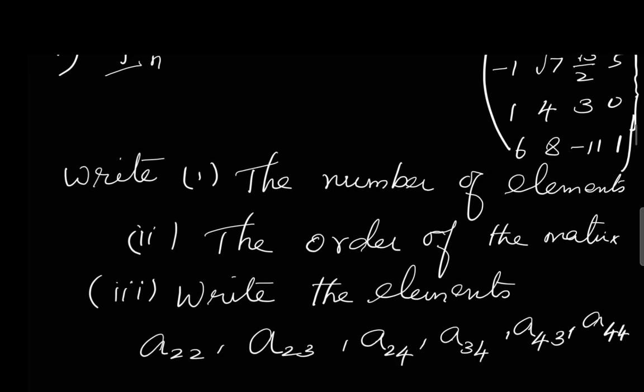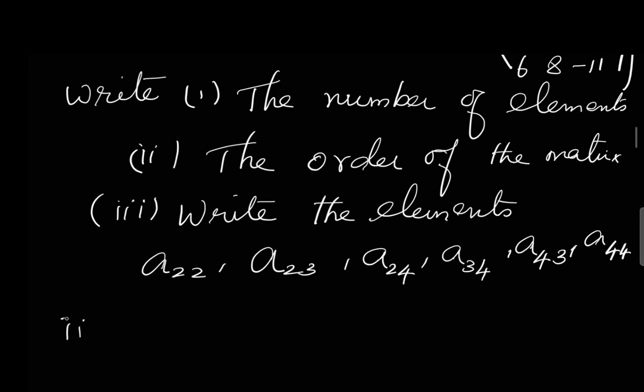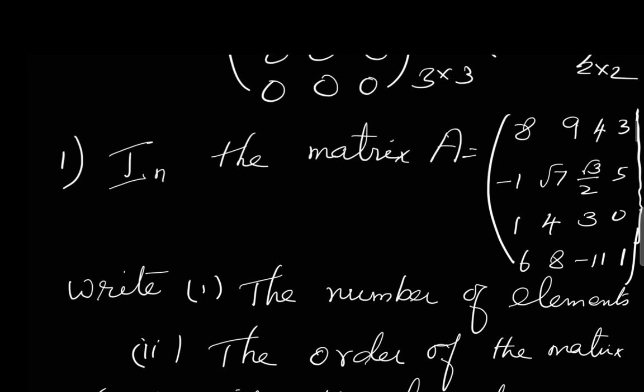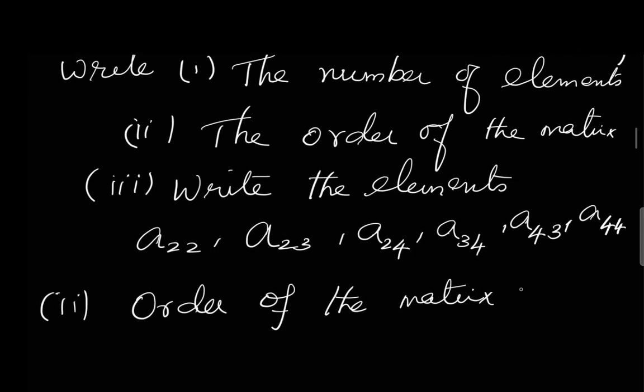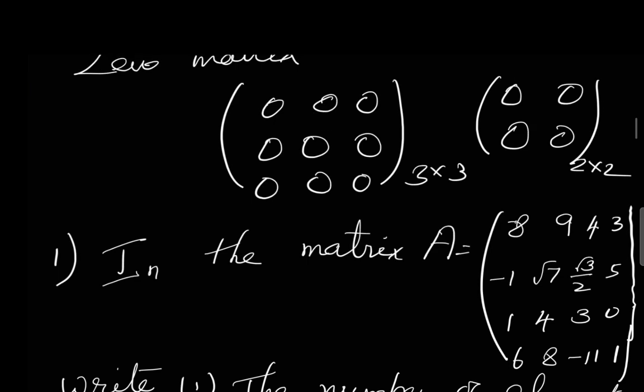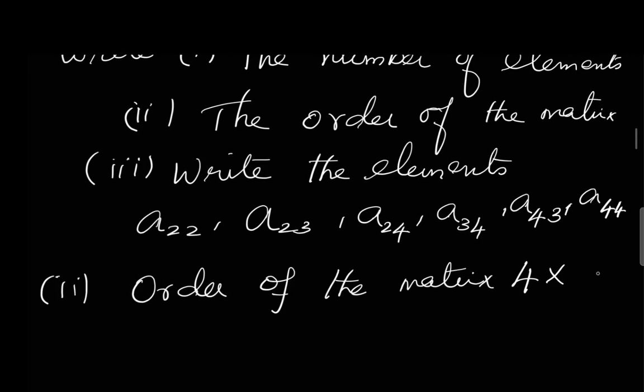The order of the matrix. So how many rows are here? 1, 2, 3, 4. Write the rows first. 4 by, and how many columns here? 1, 2, 3, 4. 4 columns are here. So the order of the matrix is 4 by 4. You have to read this as 4 by 4.